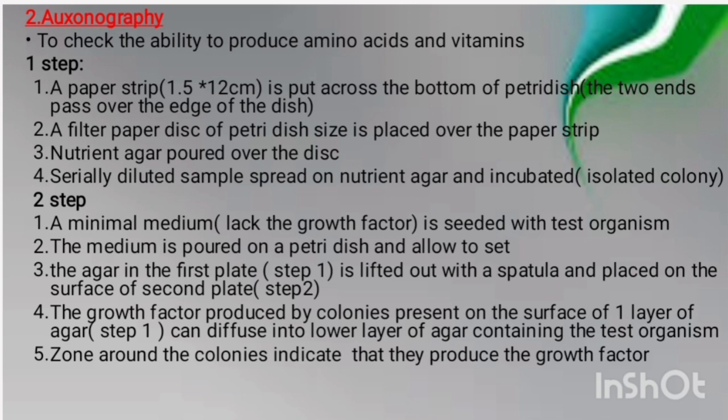So the growth factor produced by the colonies present in the agar plate that is prepared in the first step diffuses into the second plate, the plate that contains the test organism. The zone of stimulated growth of the organism around the colony forms. That zone indicates the production of growth factor.